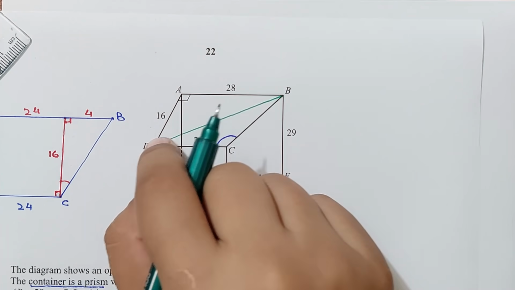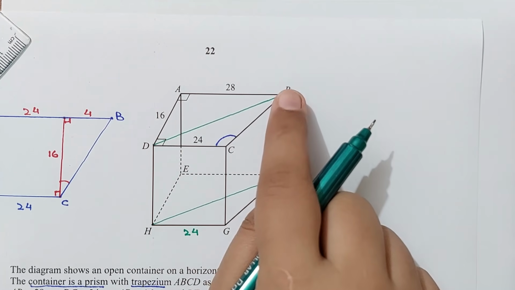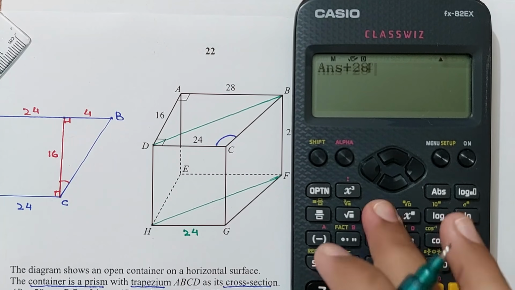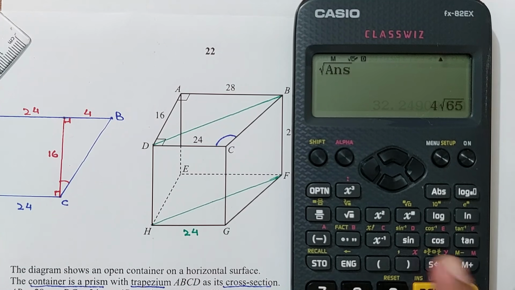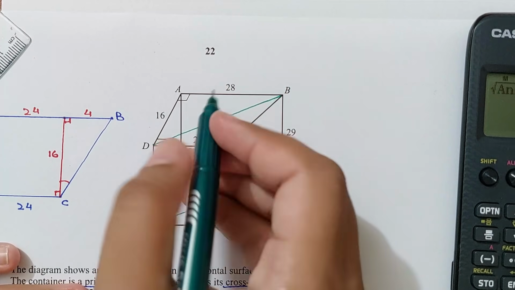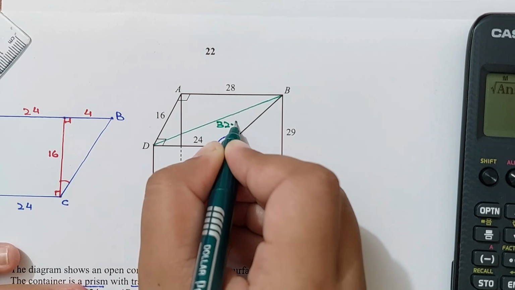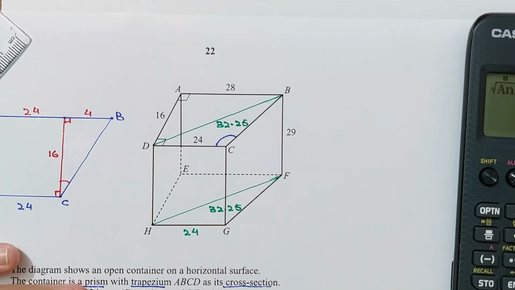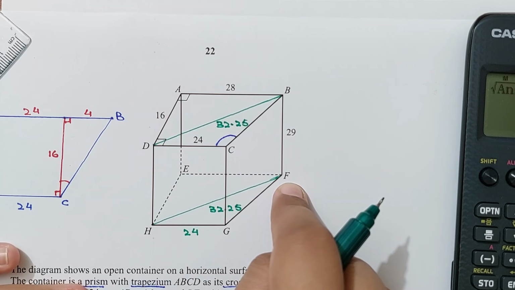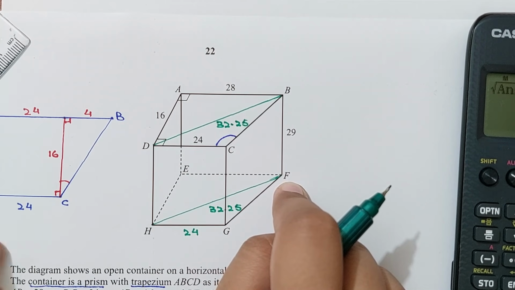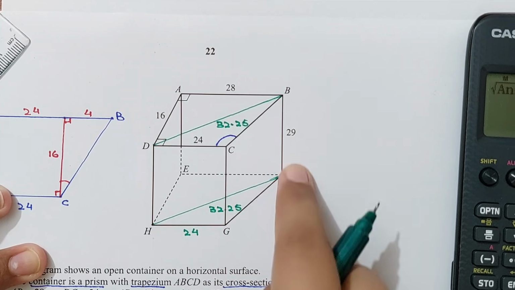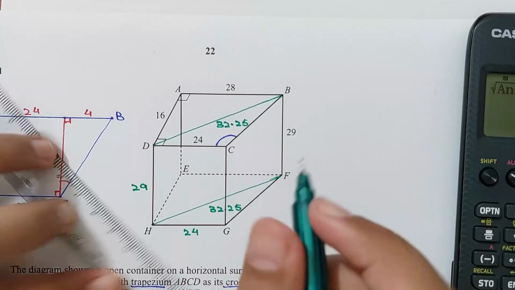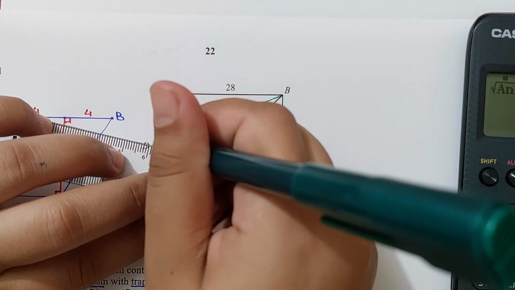To find the hypotenuse, we can use the Pythagoras theorem to get BD, which is the square root of 16 squared plus 28 squared, which is 32.2. This is also 32.2. Now D to F. This height is 29, all of them are 29, so this is also 29. Connecting D with F.